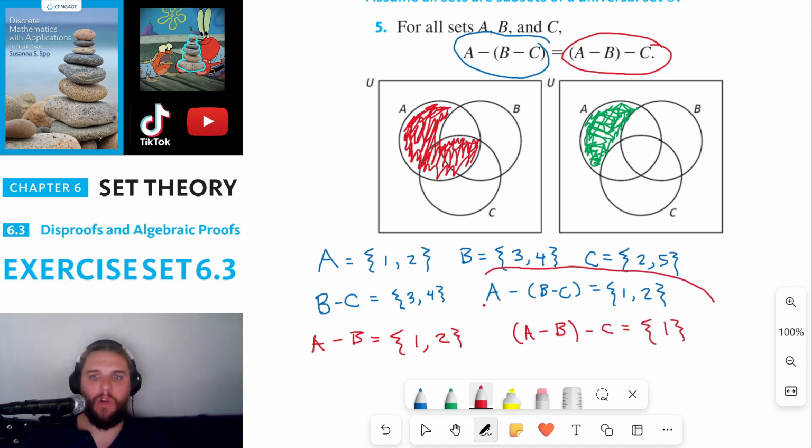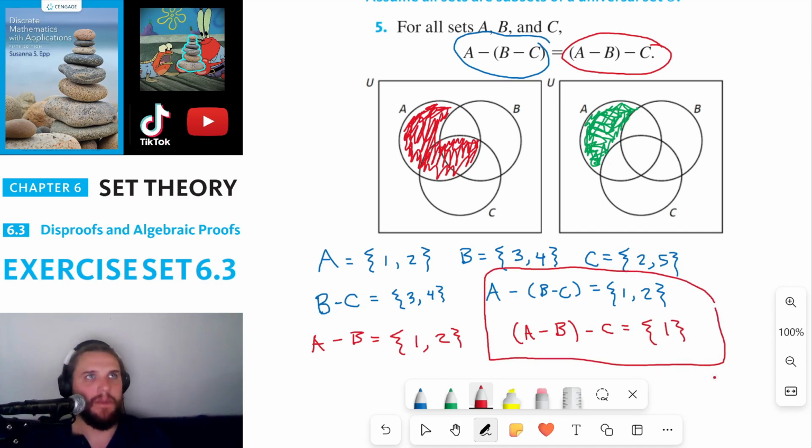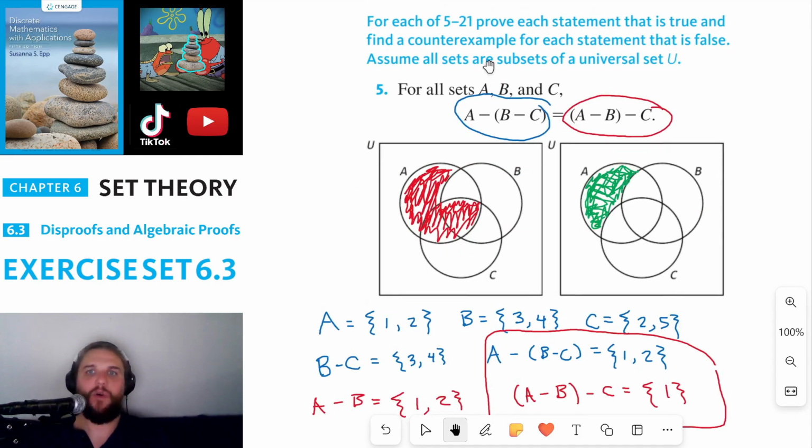And lo and behold, we have produced different results with these sets, meaning the left-hand side is not equal to the right-hand side because these two sets are not the same sets. And that's because we designed A and C in such a way that includes an element that is in both sets. Therefore, we have provided a counterexample to show that this statement is false.